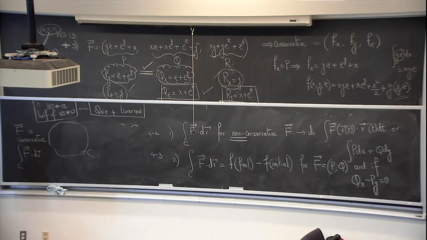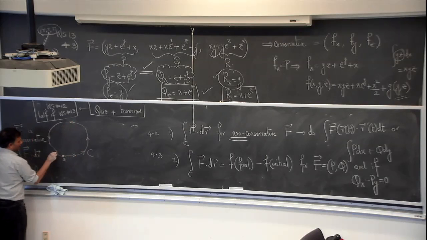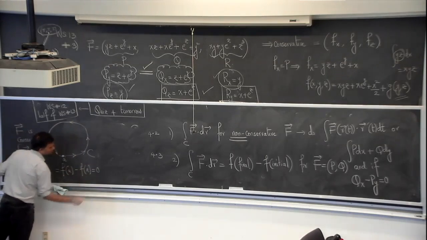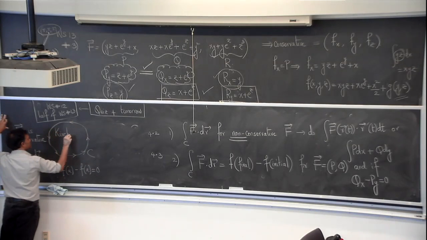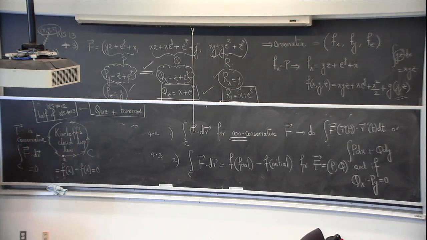People on Zoom, any contributions? It will be equal to 0, because no matter where you start, you can call this point A. You go around this and you come back here. It's going to be f of A minus f of A, that's equal to 0. That's a very strong result. In electrical engineering, it's called Kirchhoff's closed loop law. That means the total change in potential across a closed loop in a conservative electrical field is always equal to 0.